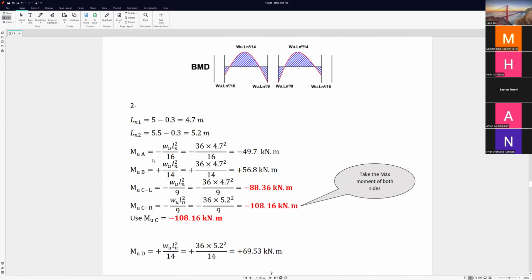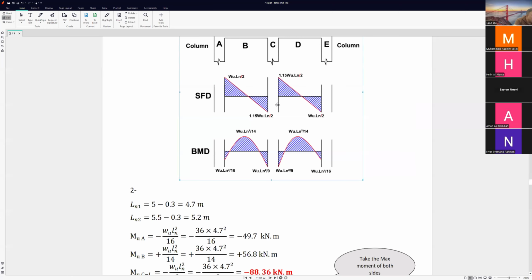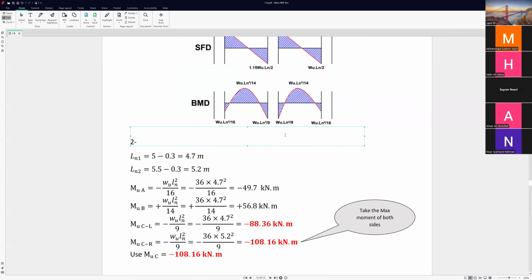Where is the moment? Moment at A, we say this one. Moment at B, we say this one. So what about the LN? The LN of the left is 4.7, of the right is 5.2. So if we want to take the moment in this one, we should take the average LN. At that time we can say this is the average moment. But in the design, because it is very dangerous, we should take the maximum one.